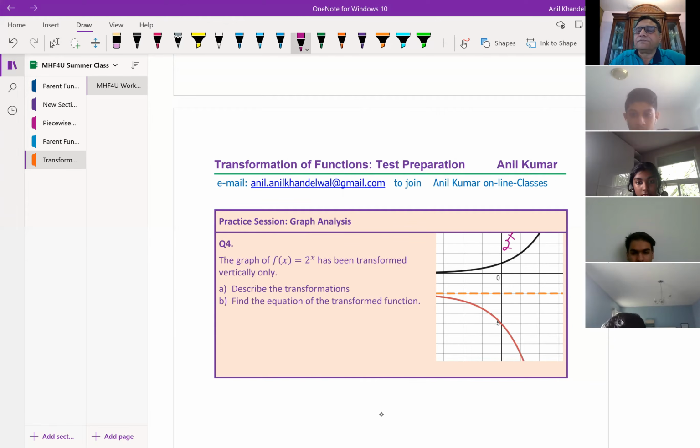The red graph. I see that there's been a reflection on the x-axis. So that gives you a minus outside. That's correct. What else? And a translation of 2 units down. This comes as minus 2. Is that clear? And how about the vertical stretch?